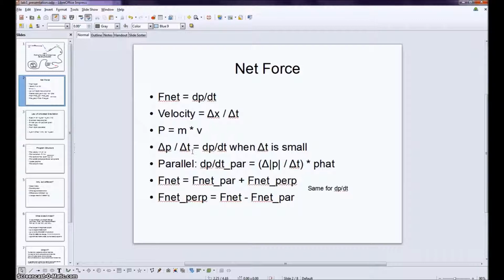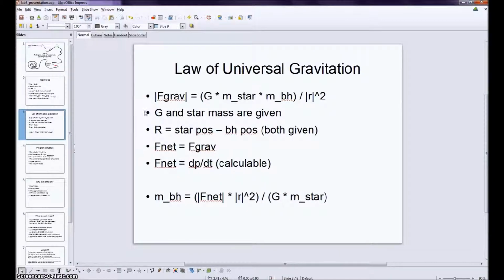I can use this net force in Newton's universal law of gravitation, which states that the force of gravity is equal to the universal gravitational constant times the mass of the star times the mass of the black hole, all over the distance between them squared. We either know or can calculate everything except the mass of the black hole, which we can rearrange the equation to solve. This is the form of the equation that I use in my model.